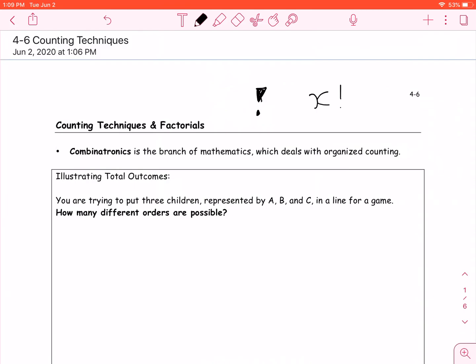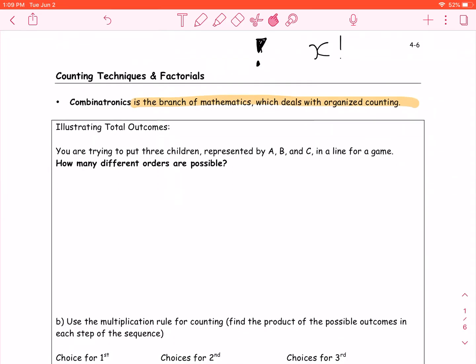We're going to talk today a little bit about combinatorics, which is a branch of mathematics which deals with organized counting. Okay, so organized counting could be interpreted in so many ways, and I thought maybe we could just start with the most simple and basic understanding of thinking: how can we line up children to play in a game? Okay, so our situation here is you're trying to put three children, represented by A, B, and C, in a line for a game.